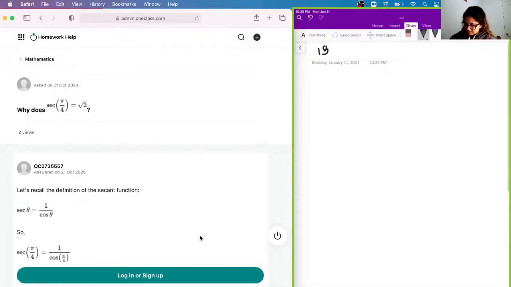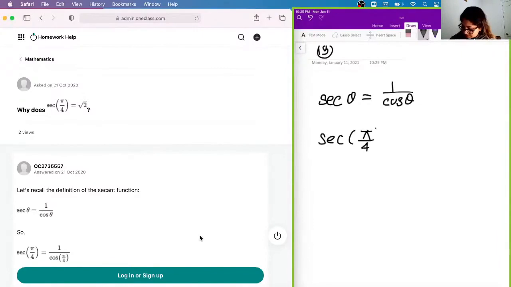Okay, so our next question is, what does secant of pi over 4 equal to square root 2? So let's recall the definition of a secant function. We know that secant of theta is basically the reciprocal of cos theta, right? And so we can say that secant of pi over 4 is equal to 1 over cos of pi over 4. Okay?